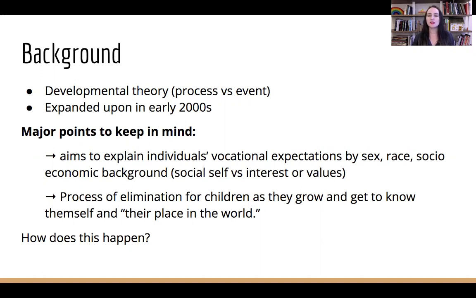Some major points to keep in mind here. This theory aims to explain individuals' vocational expectations by sex, race, and socioeconomic background. So we're really looking at the social self versus the psychological self. So we're looking at one's view of self in the greater culture or greater society versus one's interests or values. And this is really about process of elimination for children as they grow and get to know themselves and kind of their place in the world.